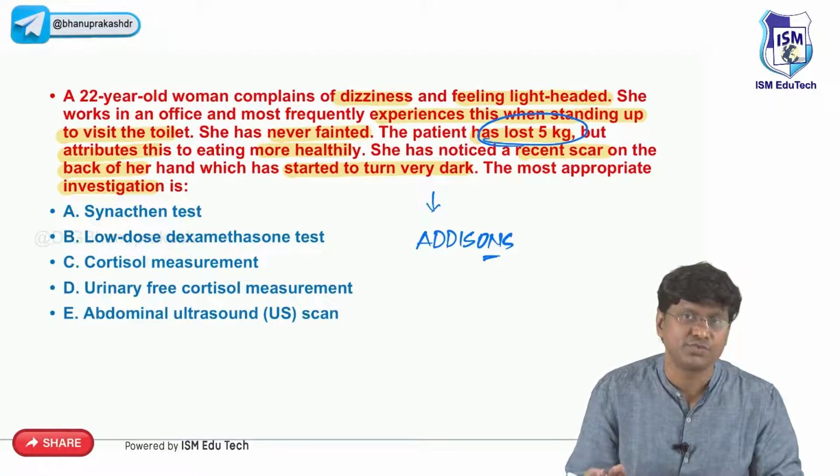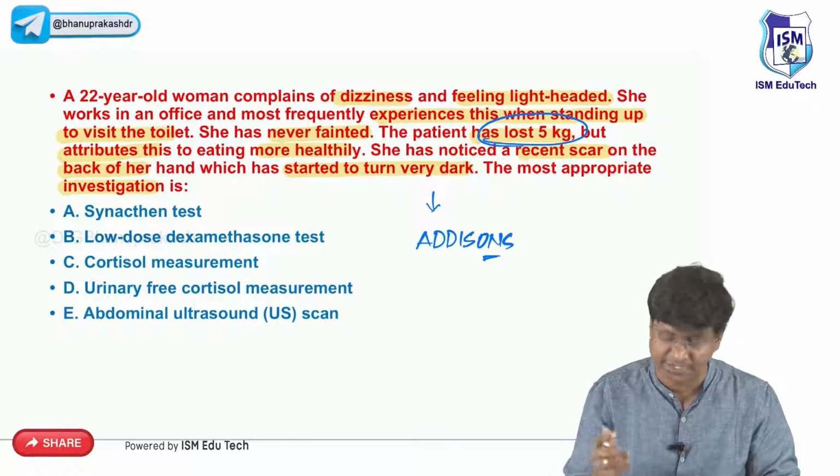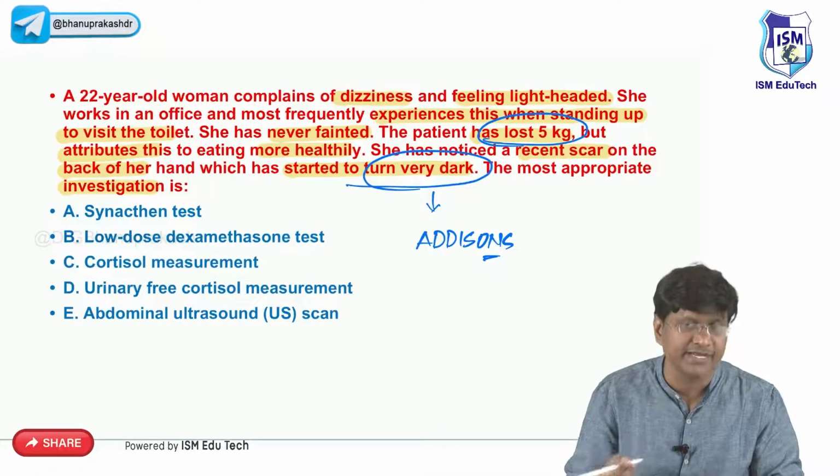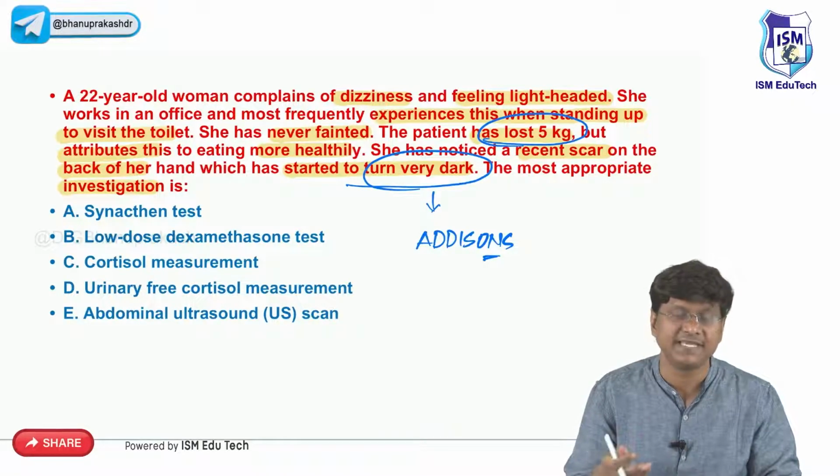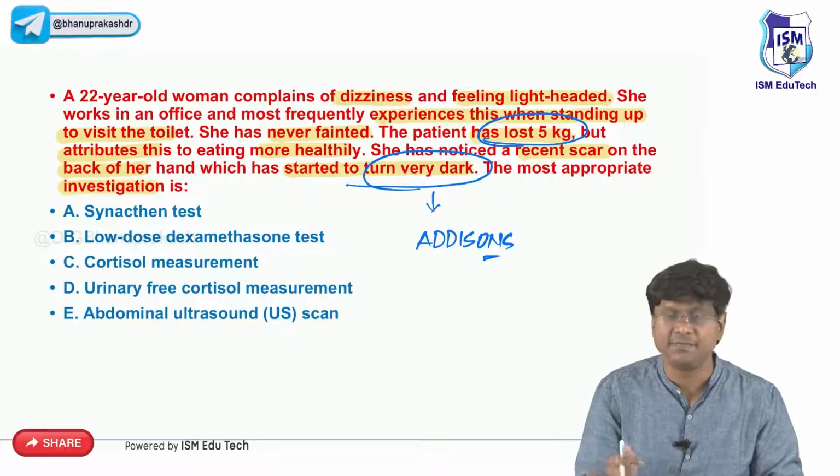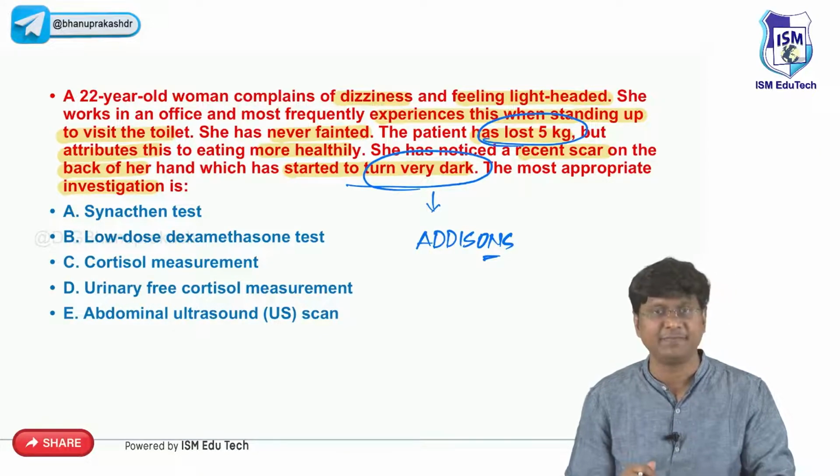Okay. And the next point is losing weight. Why has the patient lost weight? Because there is a decrease in steroid levels in this patient. And the next point is turning very dark. Why is that? That is because of an increase in MSH levels in patients with Addison's. There will be hyperpigmented skin.